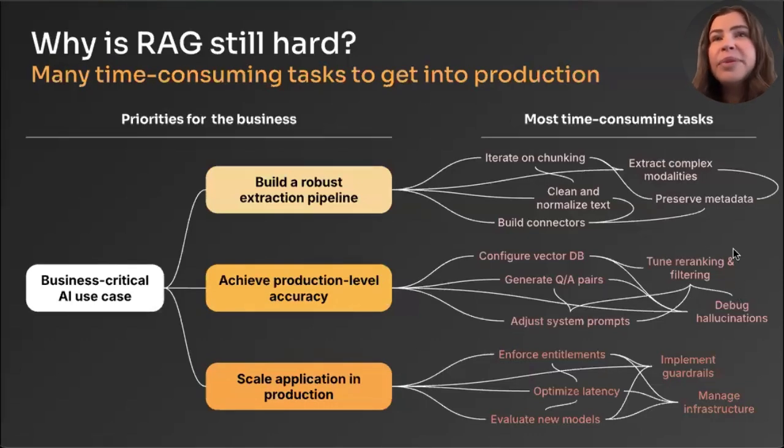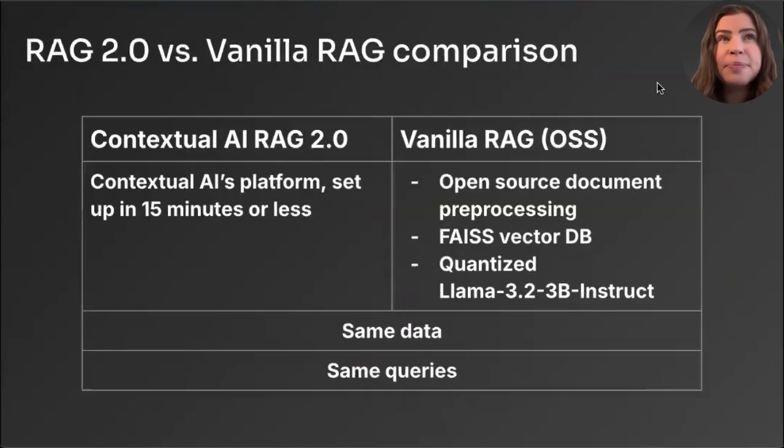So you have to think about connectors, chunking, metadata for the extraction. For accuracy, you really have to think about re-ranking, filtering, vector databases, where your hallucinations are coming from, the Q&A evaluation data set. And then for scaling, you have to think about guardrails, latency, entitlements, evaluating new models. They could be coming out faster and cheaper, or they could be worse. And so there's really a lot to take on for having really accurate RAG.